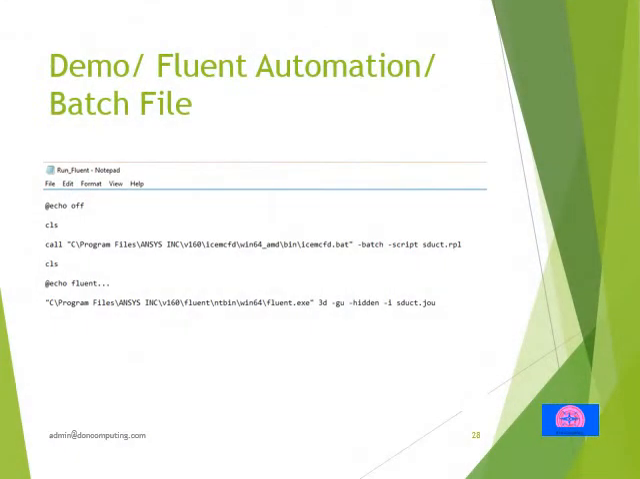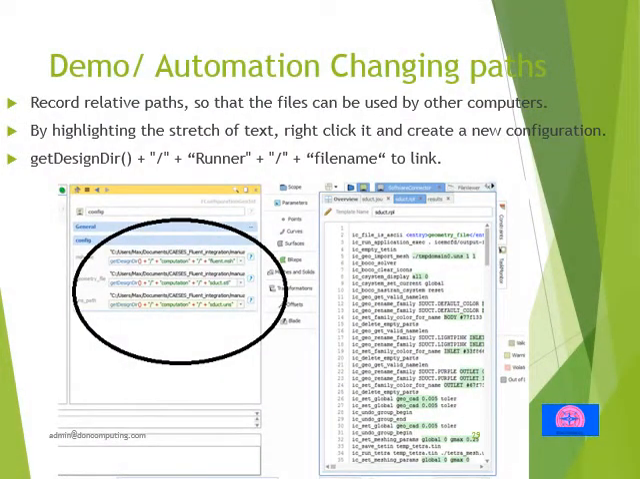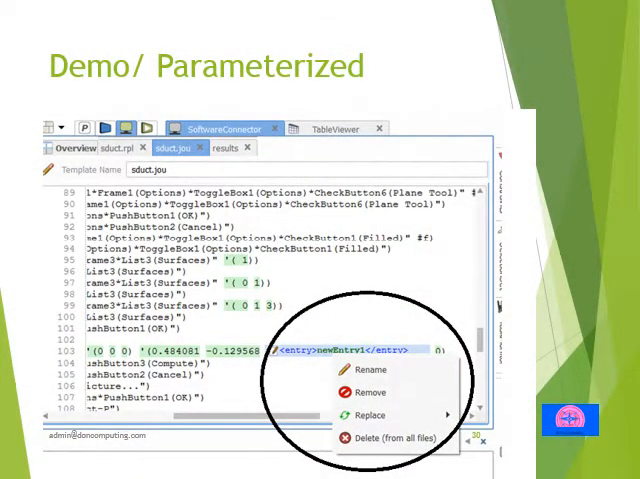Here is the .bat file. It depends on your location of ICEMCFD and Fluent. If you need to run the same code on another computer, record relative paths, so that the files can be used by other computers. Double-click the RTL file and use these commands. You can click any journal files, highlight and give any name to parameterize it. You can use it later.